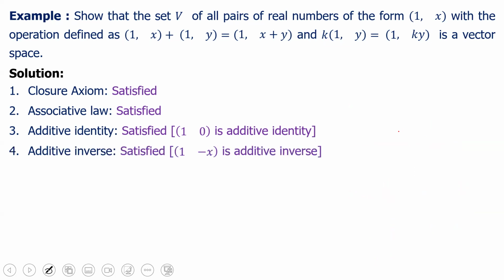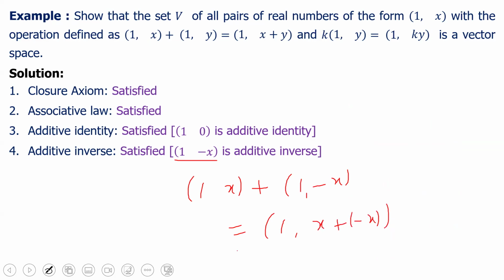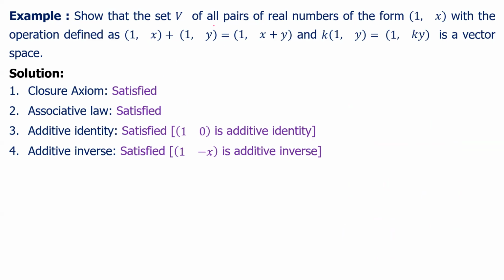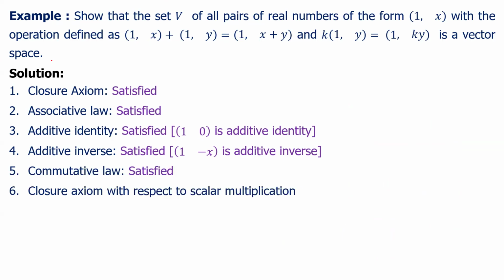Similarly, additive inverse also satisfied. Here (1, minus x) is the inverse of (1, x). Let us add this: (1, x) plus (1, minus x), which is equal to (1, x plus minus x), which is equal to (1, 0), and (1, 0) is nothing but the identity element. So (1, minus x) is the additive inverse of (1, x). Commutative law satisfied. Closure axiom with respect to scalar multiplication also satisfied.